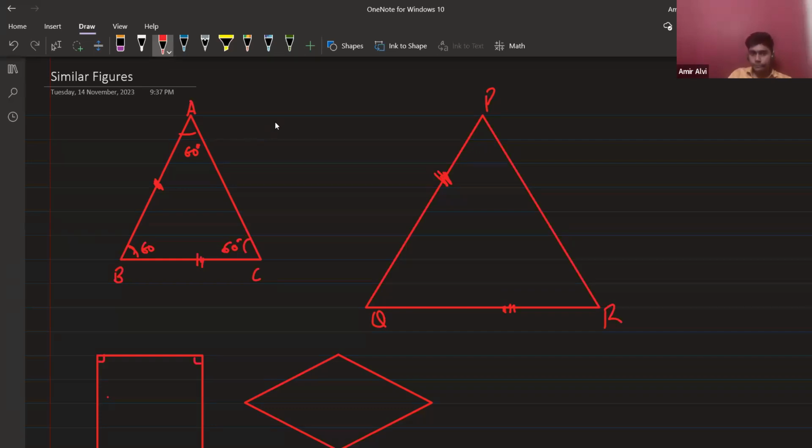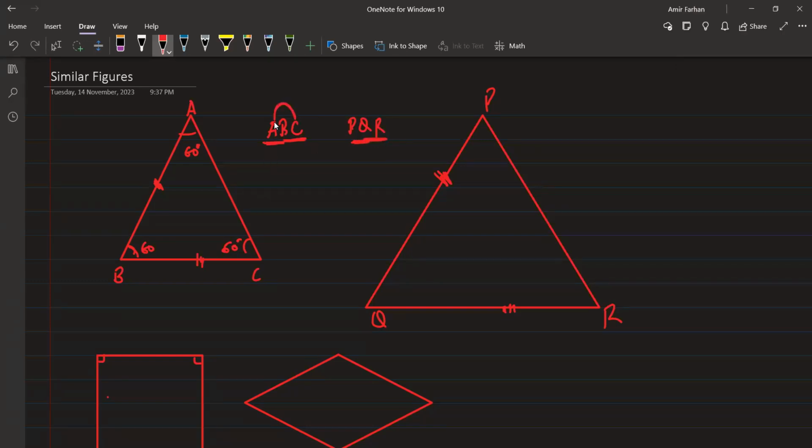One more thing. Let's name the triangles ABC and PQR. If I take the AB side, which side is corresponding? PQ. If I say BC, what is the corresponding side? QR. If I say the AC side, which side is corresponding? PR, as the naming suggests.